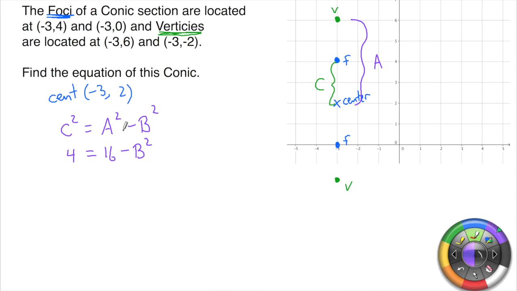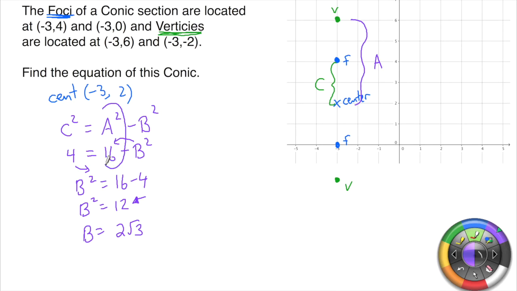All right, to solve this really quickly, I'm just going to switch the b squared and the 4. So this becomes b squared is equal to 16 minus 4, or b squared is equal to 12, or b is equal to the square root of 12, which is 2 square roots of 3, plus or minus. This number is actually going to become more important for us. The 2 square roots of 3 is only if we want to graph the picture when we're done. All right, so b squared is 12.